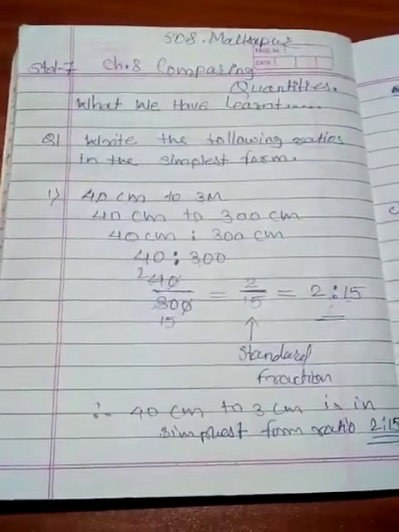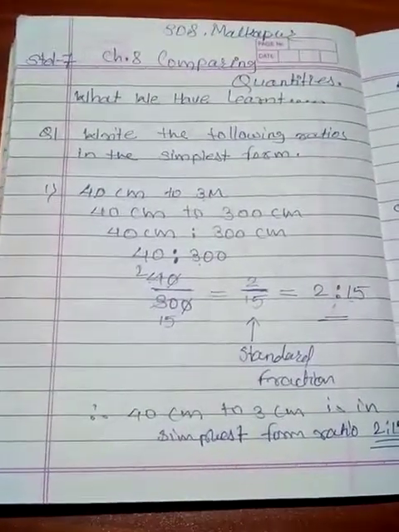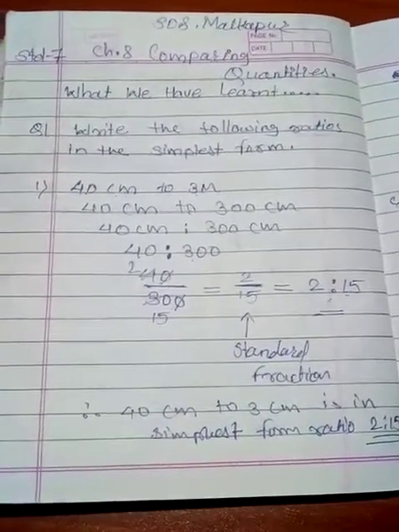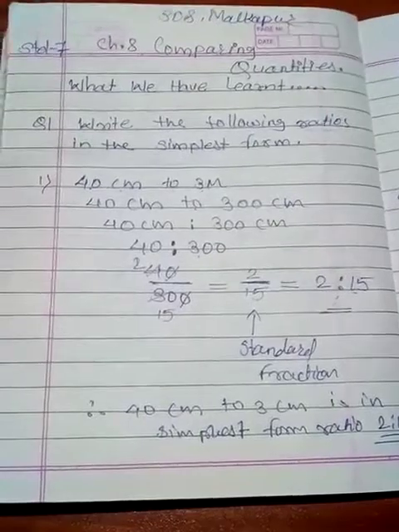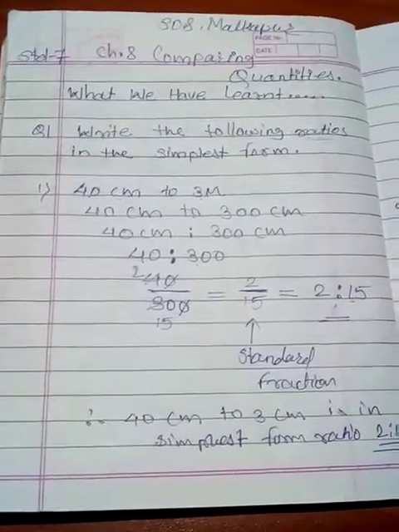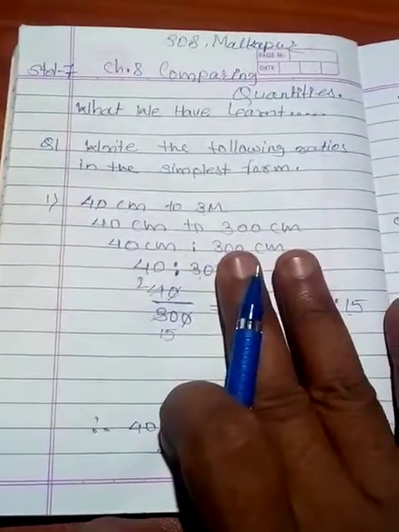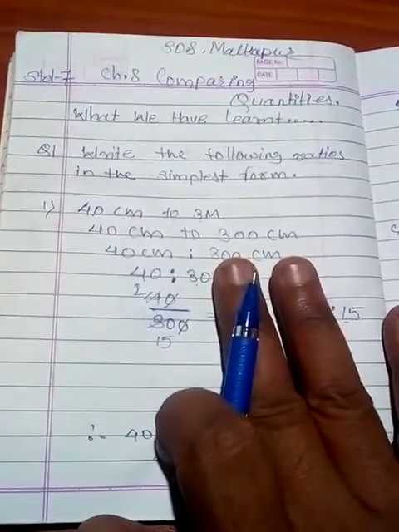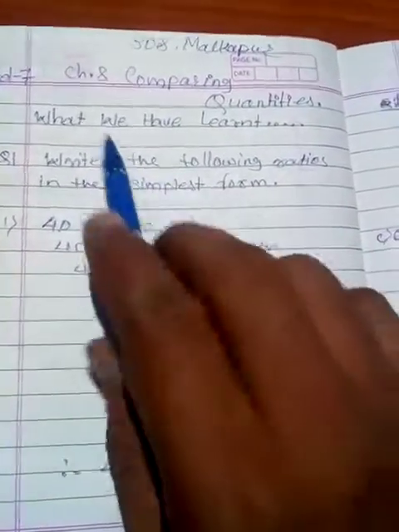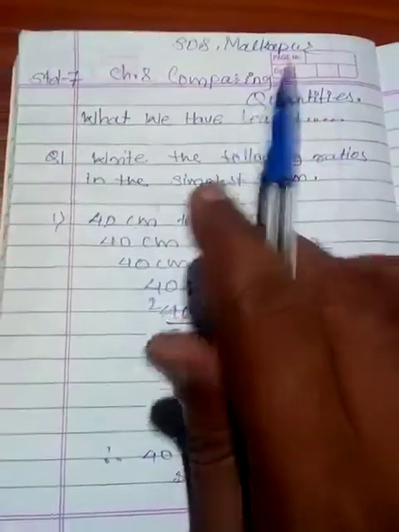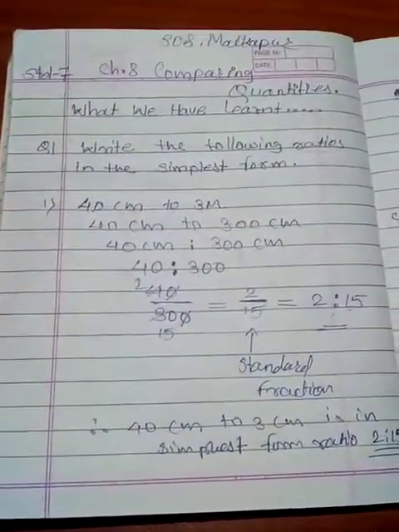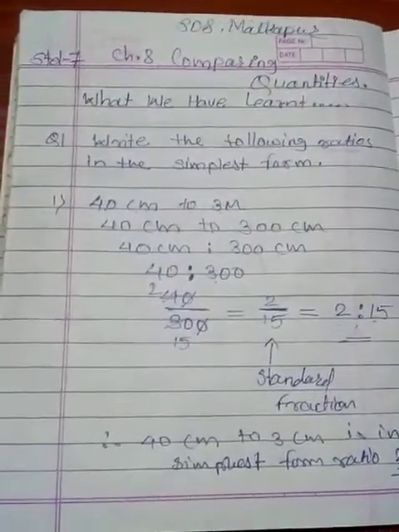Let's see chapter number 8, Comparing Quantities. This chapter is not new for you. In standard 6, some topics are already covered. So this is the test on the first page of your textbook, on what we have learned. The first question's answer is C.